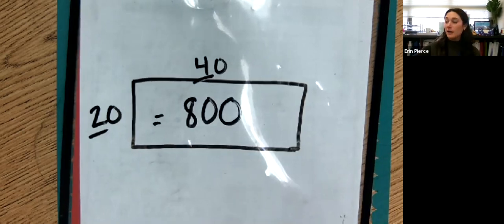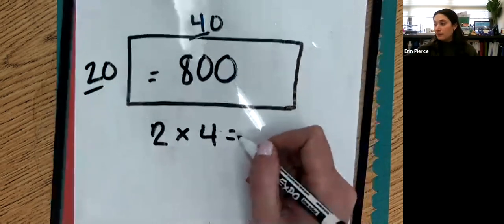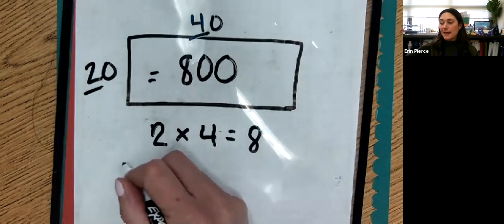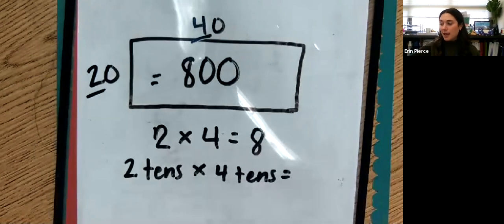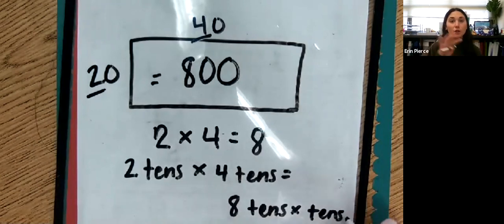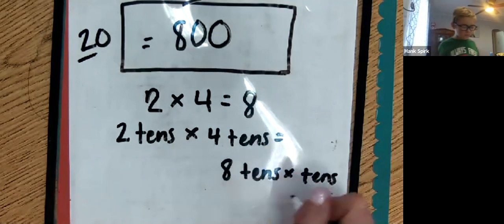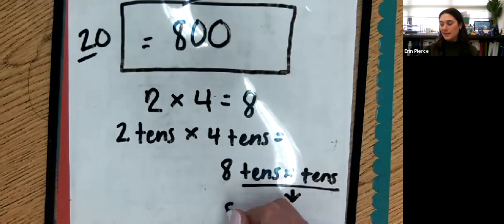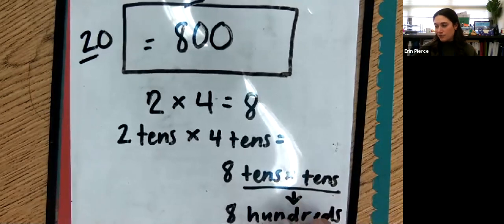800. If I think of 2 times 4, I get 8. Now I'm thinking of 2 tens times 4 tens, and I get 8 tens times tens, basically, because I haven't done my units yet. What is 10 times 10? Hank? 100. So then my unit changes from tens times tens to hundreds, which means 800.